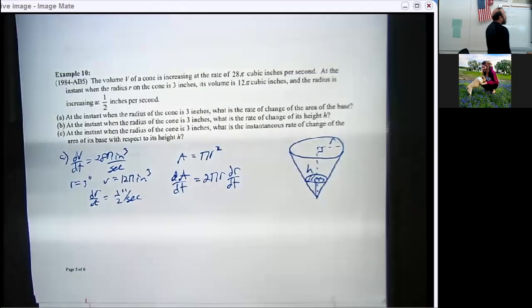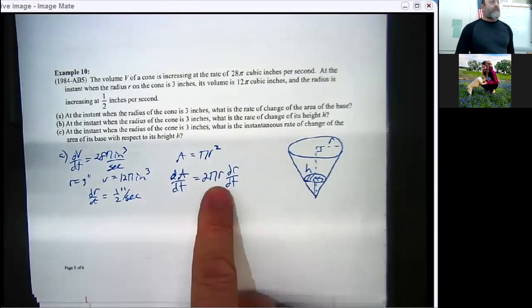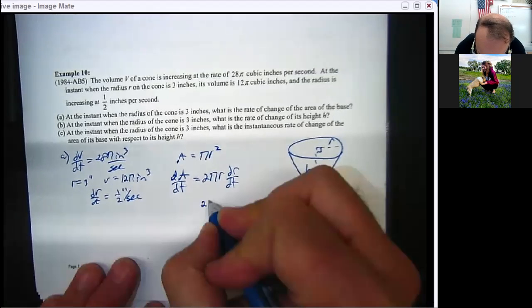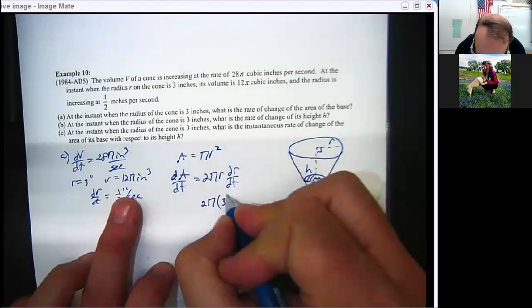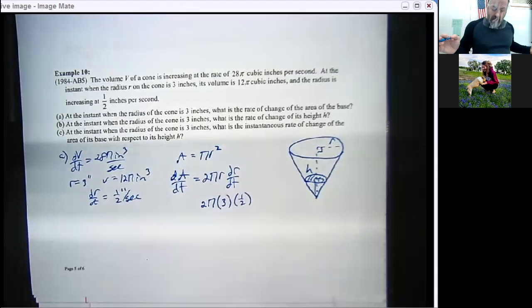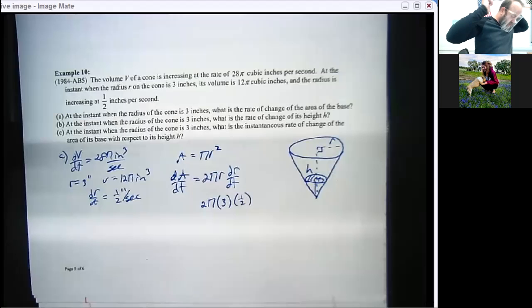Now, let's read carefully. What do we know? It says, at the instant when the radius of the cone is 3 inches. Oh, what did they hand me? r. Did they also tell me dr dt? Ooh, so I've got it. It is 2 times pi times r times dr dt. Hey, that's pretty cool. Did I get everything I needed? I think I got it. So what does that come out to? I think we got 3 pi.